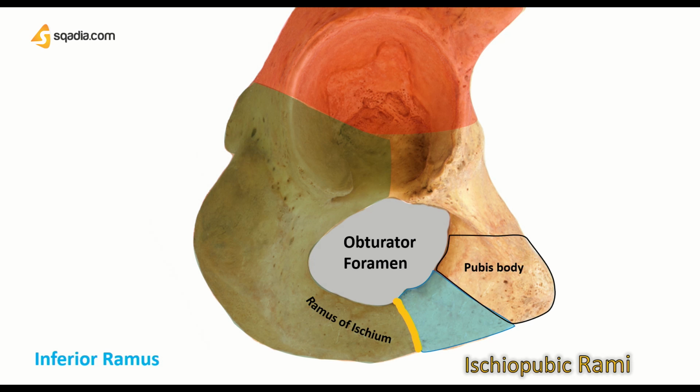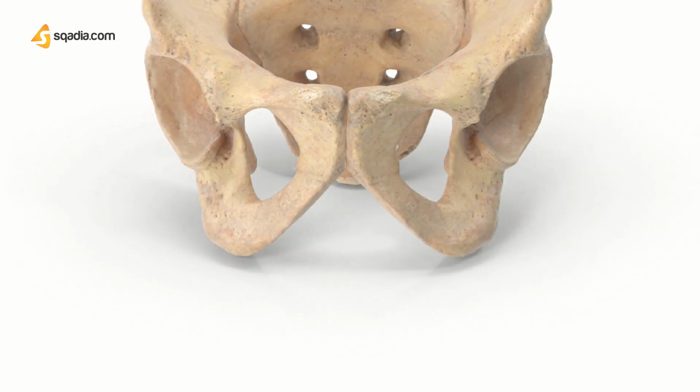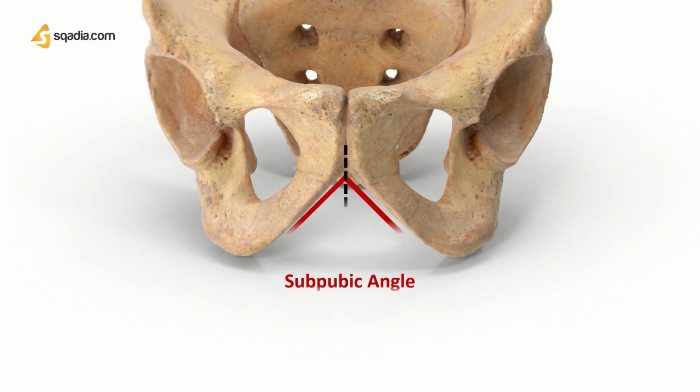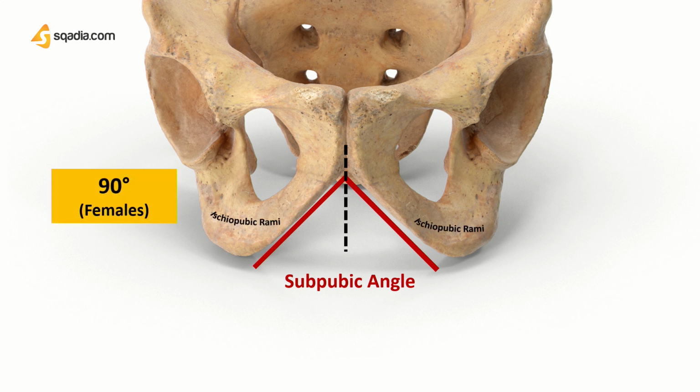Now this ischiopubic ramus formation is clinically very important. The subpubic angle is a very important angle formed between the inferior borders of the two ischiopubic rami. It is almost 90 degrees in females and 50 to 80 degrees in males.